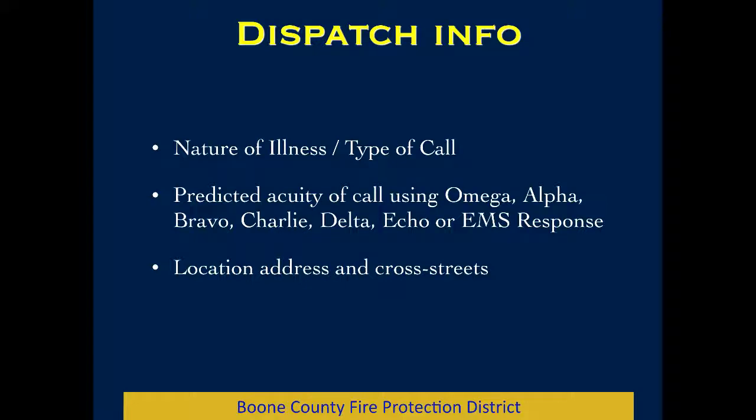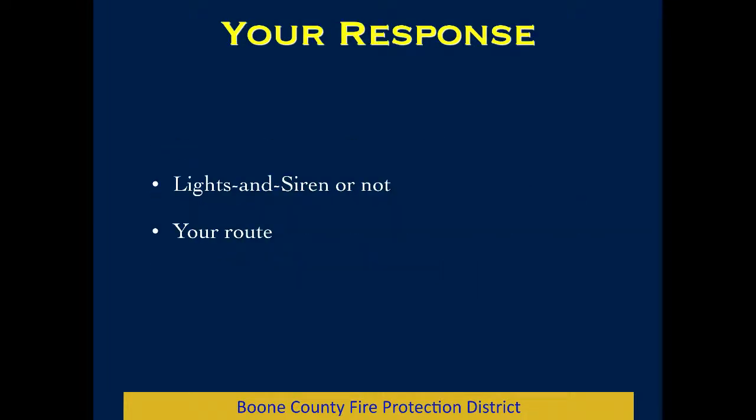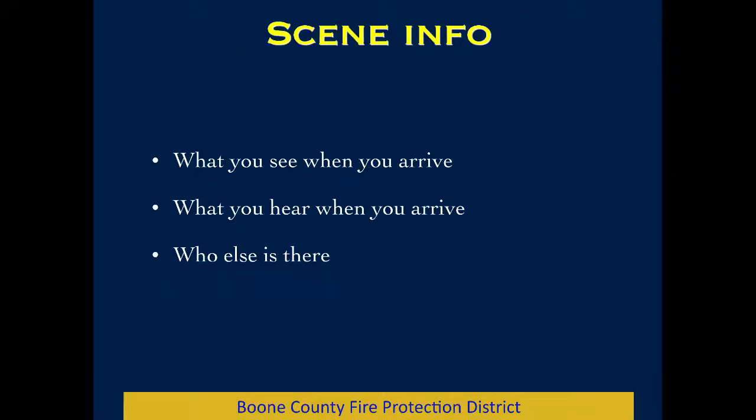We'll give you some dispatch information, including the nature of the call and then the predicted acuity using the standard medical priority dispatch system, acuity levels going from lowest more or less linearly toward highest predicted acuity. Then we'll give you the location, address, and cross streets, give you a chance to work on finding locations and finding your route. We'll talk about whether you're going to use lights and siren or not, and again talk about your route to the scene and some implications for whether you enter the scene immediately or if you stage.